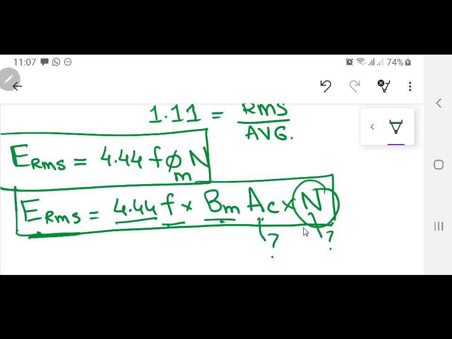Supposedly an induction machine, you have to find the number of turns inside the stator winding. This equation is going to be the same basic form. You know BM, you know AC, you know your n number of turns, you can find out from this equation.